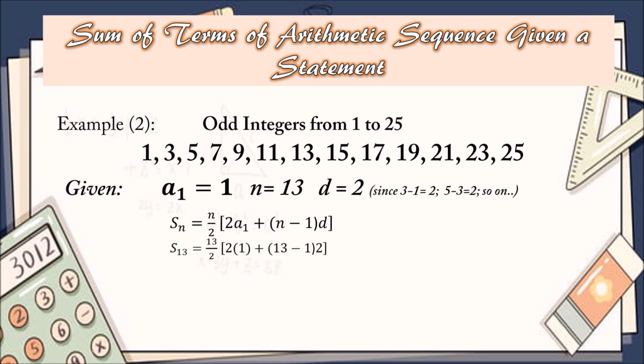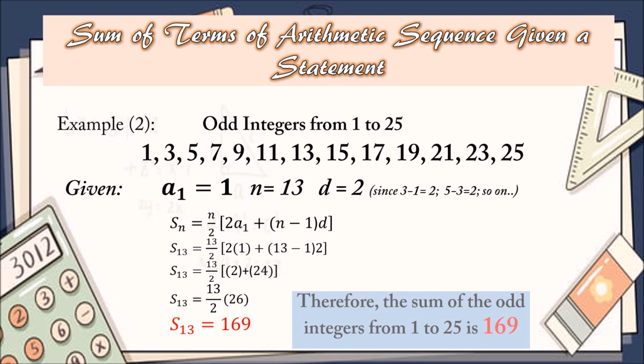So, substitute the given to the formula. We have S13 is equal to 13 over 2, open bracket, 2 times 1 plus 13 minus 1 times 2. So we have S of 13 is equal to 13 over 2, open bracket, 2 plus 24. So we have S of 13 is equal to 13 over 2 times 26. So the result is 169. Therefore, the sum of the odd integers from 1 to 25 is 169.